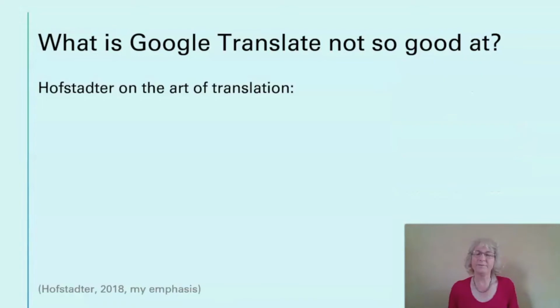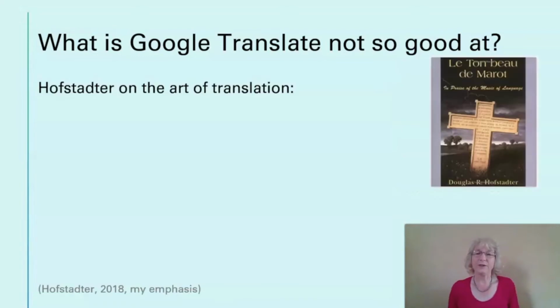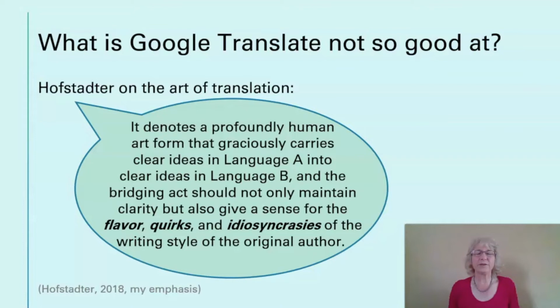Coming back to Hofstadter, who wrote a fascinating 800-page book on the multiple different ways one could translate a short poem, the reason machine translation can never equal human translation is because it denotes a profoundly human art form that graciously carries clear ideas in language A into clear ideas in language B. And the bridging act should not only maintain clarity, but also give a sense for the flavour, quirks, and idiosyncrasies of the writing style of the original author.